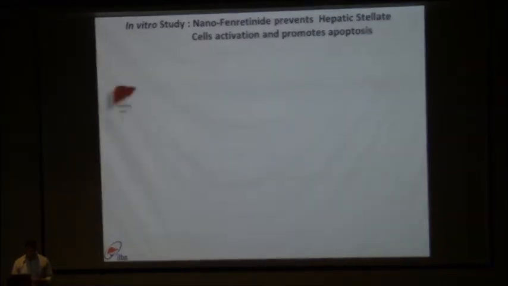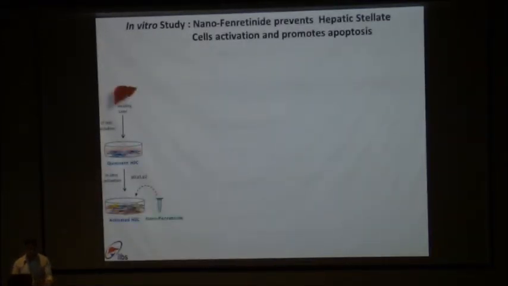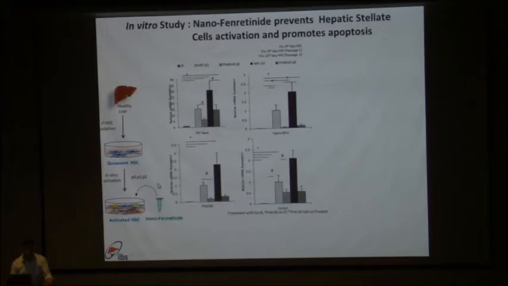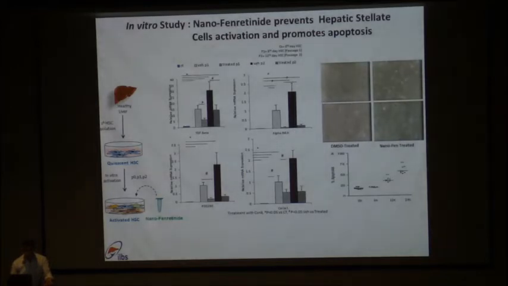So how did we use this molecule? We first investigated this molecule in the primary hepatic stellate cell system. We isolated the primary hepatic stellate cells, allowed them to activate in vitro, and then treated them with the nanophenretinide. As we expected, the nanophenretinide reduced the hepatic stellate cell activation. In the gray and black bars, you can see that during in vitro activation, all the activation markers were significantly high at different passages. While when we treated these cells with the nano formulation, we found a significant reduction in all the hepatic stellate cell activation markers. Also, they promote the apoptosis of the activated hepatic stellate cells.